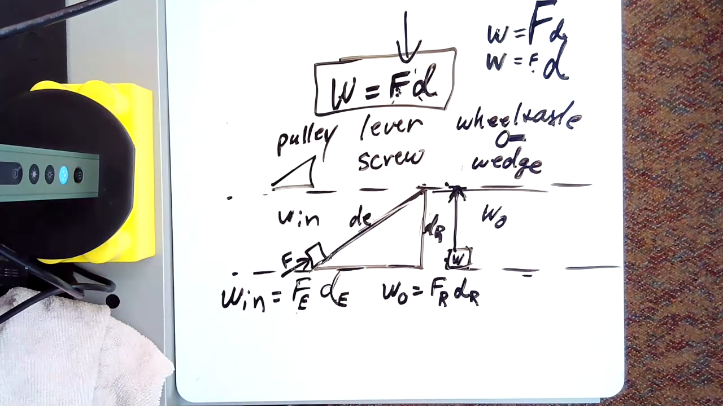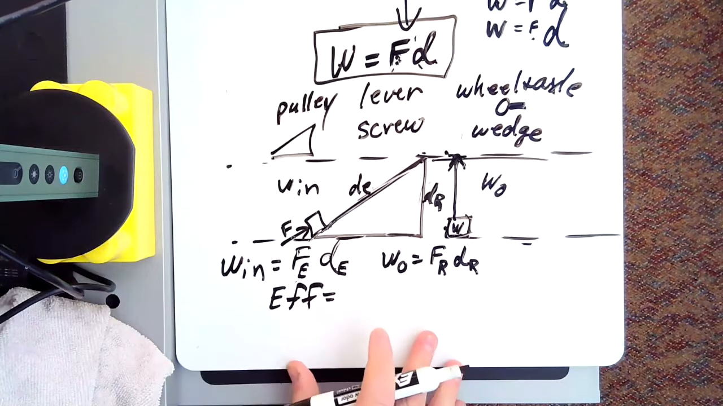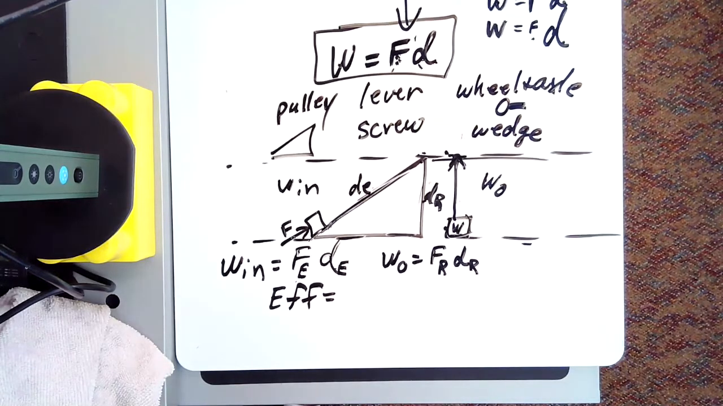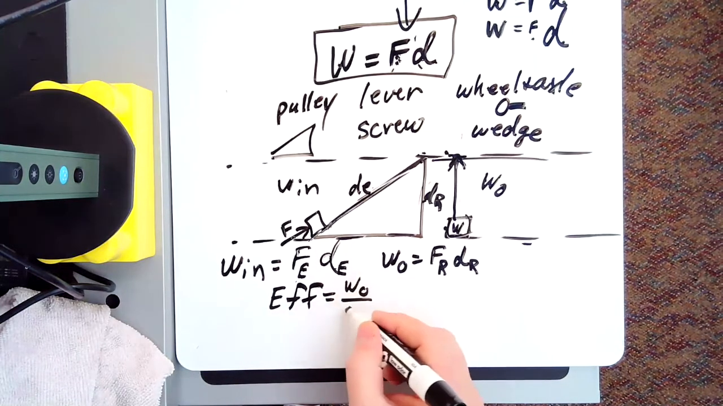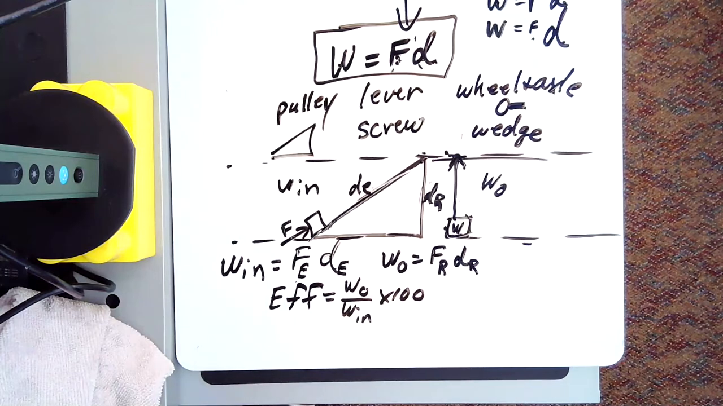Okay, so that brings us to what we were trying to do today, efficiency. We want to find the efficiency of machines, and it's really easy. It's the amount of work you get out of it divided by the amount of work you put into it. So work out over work in, and then times 100, to put it into a percentage.